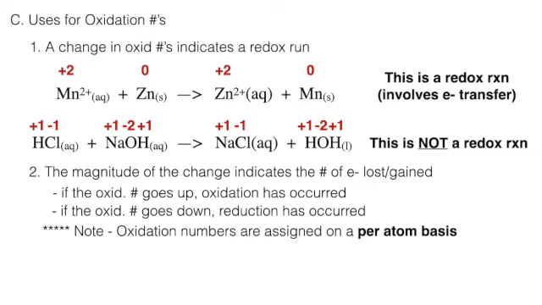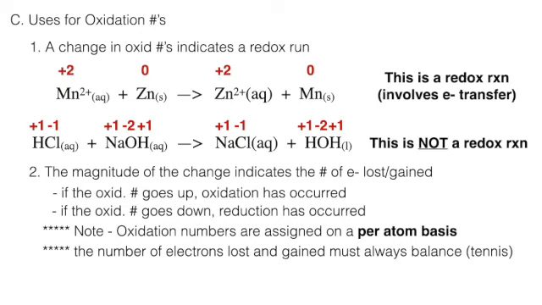And like in the top reaction there, the zinc and the zinc 2, the change indicates the number of electrons. When I go from 0 to plus 2, that means I've lost 2 electrons. 2 electrons were involved. And something you'll hear me say a bunch more, I won't get into it as much today, but oxidation numbers are assigned on a per atom basis. I'll come back to that later.